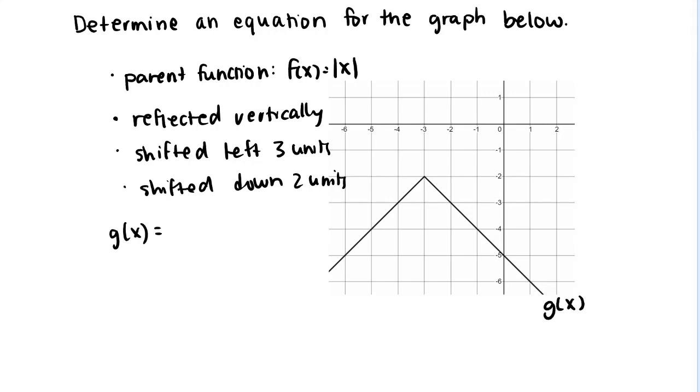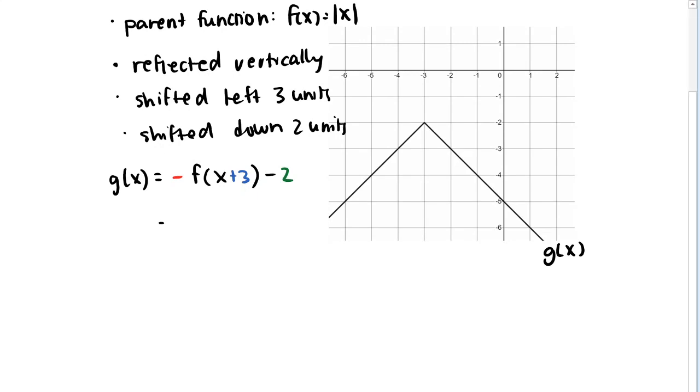where it's negative the outputs of my f function after we shift it to the left 3 units. So to shift left, we have 3 added to our input. And then to shift down, we subtract away 2, right? Subtract away 2. And so what does this look like? Well, this is negative the absolute value of x plus 3 take away 2. And I would definitely encourage you, if you don't feel convinced, to make a table for this function and to see that this is the right function, the right equation for the graph we have here.